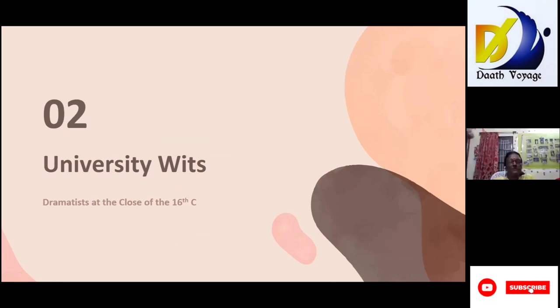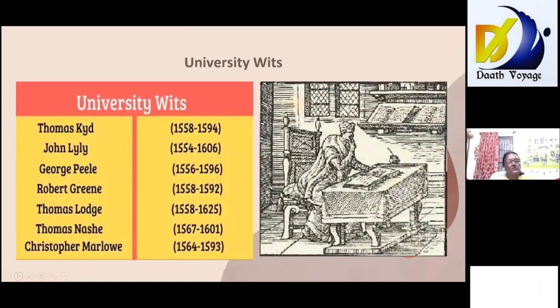the close of the 16th century England. So who are these people? University Wits. They are seven in number, starting from Thomas Kyd, John Lyly, George Peele, Robert Greene, Thomas Nashe, Christopher Marlowe. So they are all 16th century dramatists of England.